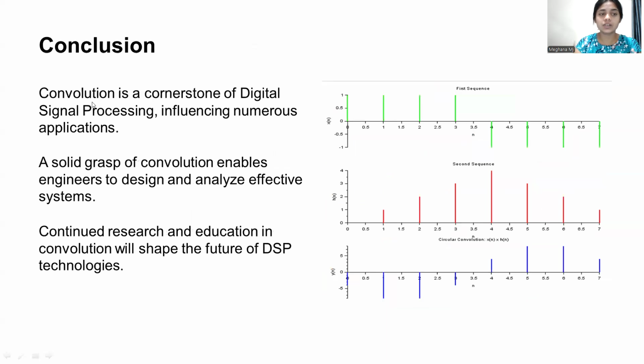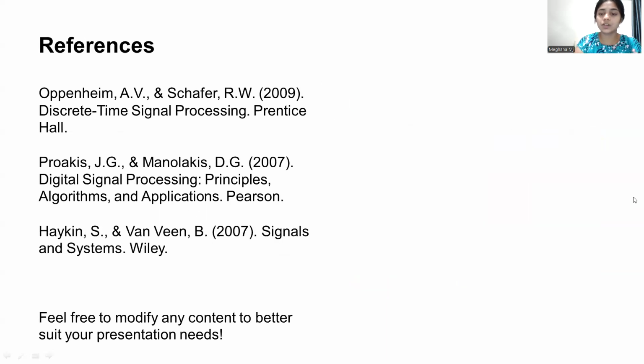Let us go through the conclusion. Convolution is a cornerstone of digital signal processing, influencing numerous applications, and a solid grasp of convolution enables engineers to design and analyze effective systems. Continued research and education in convolution will shape the future of DSP techniques. Here we have some references, if you want, you can go through them.